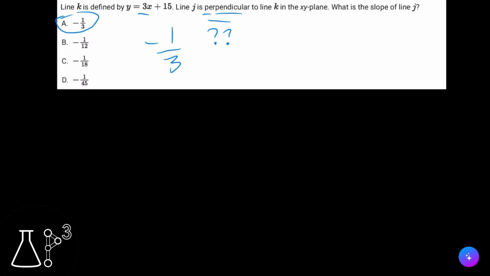If it told you parallel, it'd be the exact same slope, because they both go up at the same rate of change.